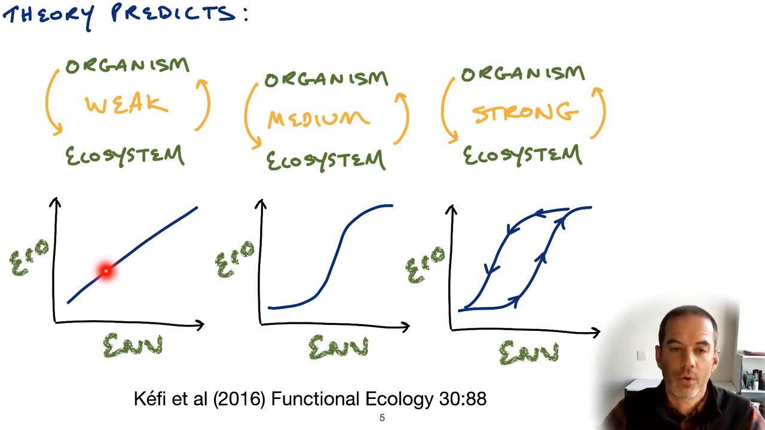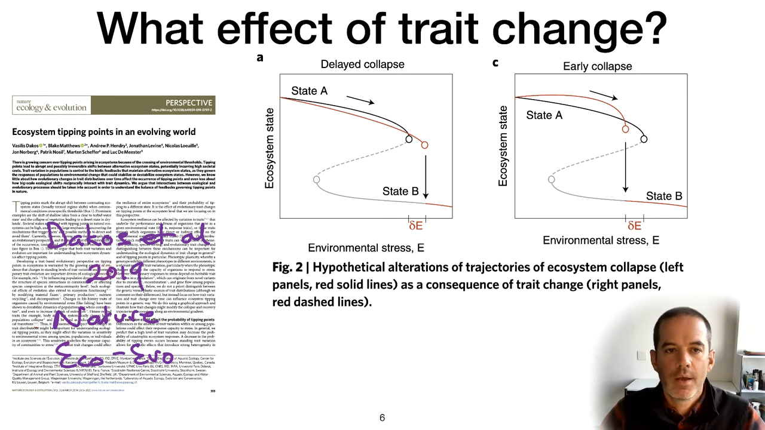It's been around for quite a while. What is new, relatively new, is how evolution may affect this relationship. There was a paper published by Dakos et al. just last year in Nature Ecology and Evolution, and this is a couple of figures from that, about hypothetical alterations of the trajectories of ecosystem collapse as a consequence of trait change. So trait change that could happen via evolution, for example.